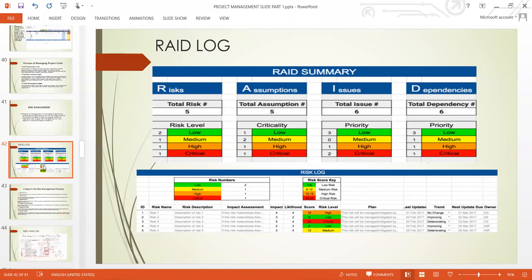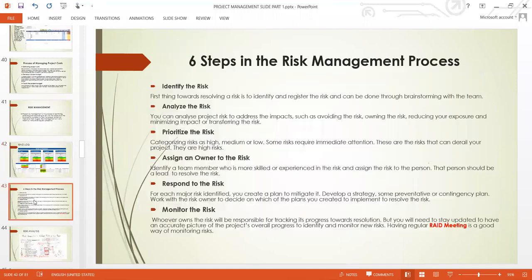These are how you manage risk. And equally, managing risk, you need to look at the assumptions and the issues, and that's how you manage risk very well. There are steps identified in risk management, which are very key.